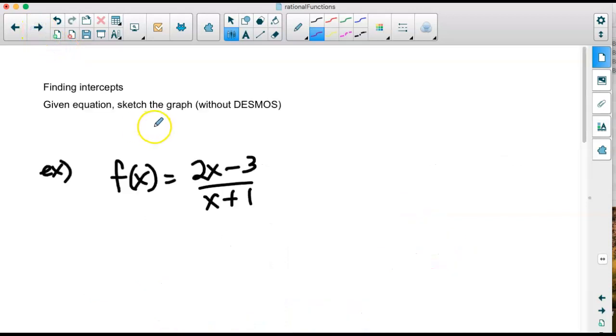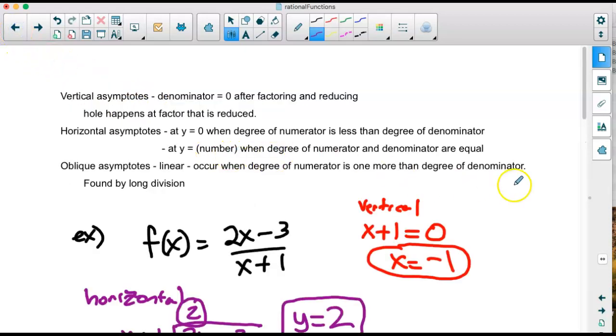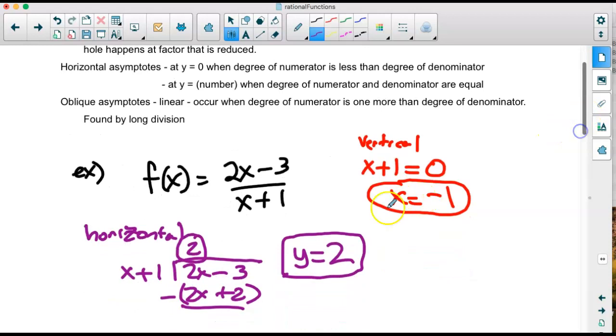Okay, all right, so now what we're going to do is continue on with finding intercepts and sketching the graph. We're using the same examples as I had before, but we're going to find the intercepts and then sketch a graph. We also know the asymptotes from previous problems, right? So we can actually use these to help me graph as well.